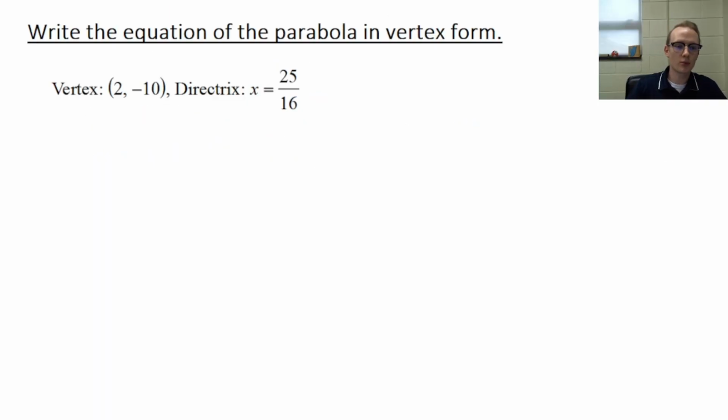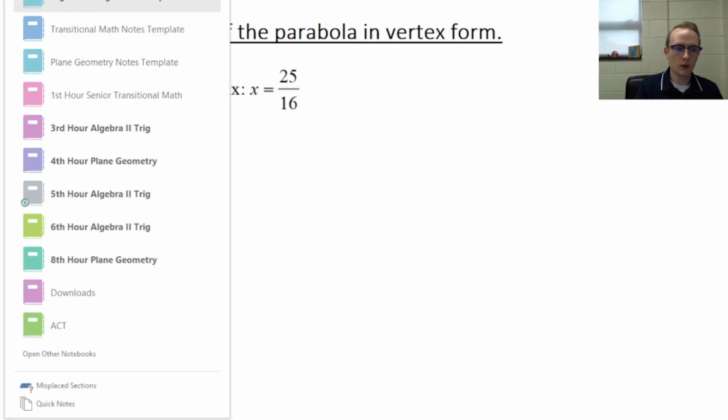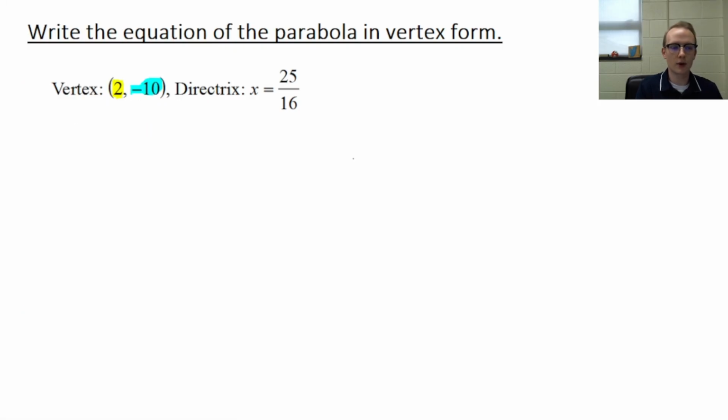This next example here is pretty similar to the last one, in where we're given two features of the graph of the parabola, and we need to write the equation in vertex form, okay? But this time, instead of the focus, we are now given the directrix. But we still have the vertex. Our vertex is at 2, negative 10, all right? So we know those are going to be h and k. But before we start writing anything, let's go ahead and figure out which way this parabola is going to open.